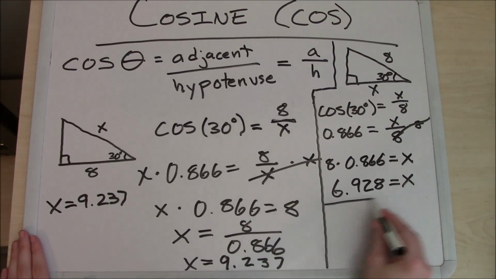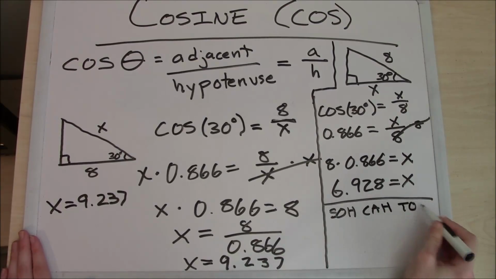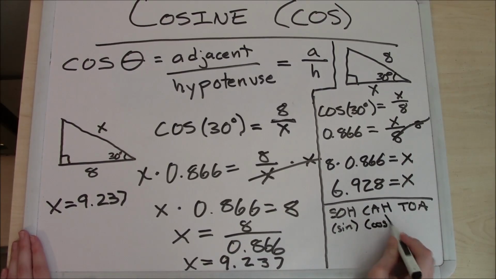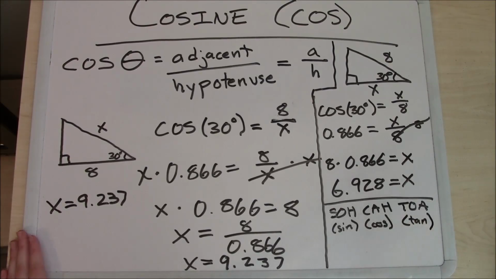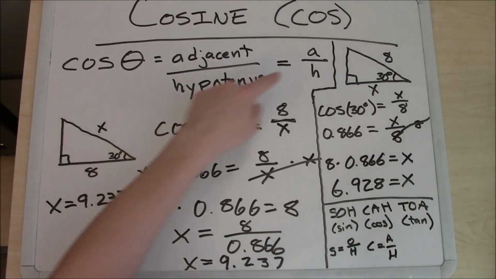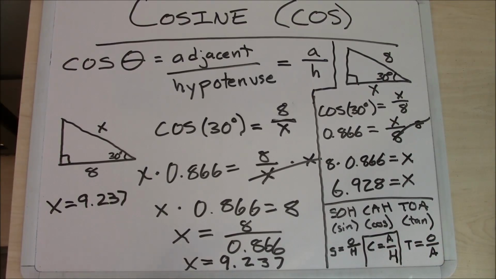So a good way to remember that is SOHCAHTOA. And that's going to be sine, cosine, tangent. So this is going to be sine equals opposite over hypotenuse, cosine equals adjacent over hypotenuse, which we see here, and tangent is going to be opposite over adjacent. And in this problem, we dealt with cosine. And that is how you solve for cosine.